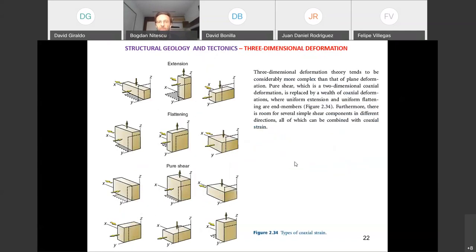So here is three-dimensional deformation, yeah? In three dimensions, different situations are shown. For instance, when you have extension, you see extension along the x-axis and shortening along the other axis, yeah? This is the initial state, and this is, let's say, the final state. Now, the same can happen along the z-axis or the y-axis. Or when you have flattening, you can see these three situations. Or here you have, for instance, pure shear, yeah? So these are all examples of coaxial strain. Coaxial is easier for us to grasp.